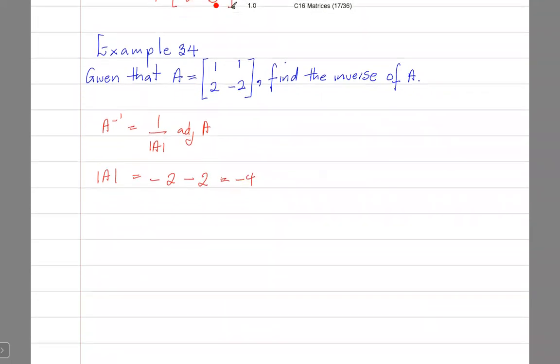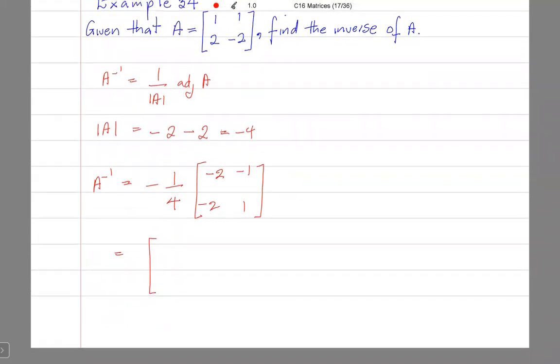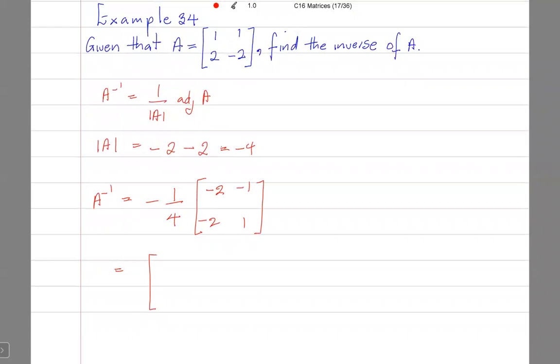So A inverse would be minus 1 over 4 times the adjoint. All right, so this becomes A inverse is: a negative times a negative is a positive, so 1/2, positive 1/4, positive 1/2, and minus 1/4.